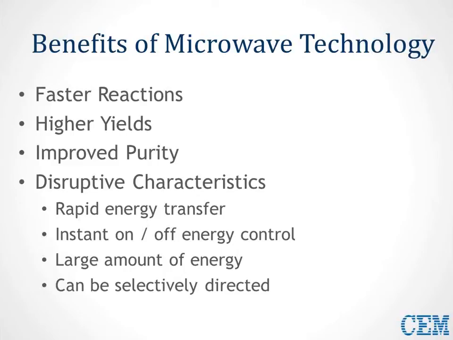You can do, say, pulses of microwave energy. Turn it on for a few seconds, and then it can be off for a few seconds. And this can actually have some interesting effects on your chemistry and on your reactions. Typically, it's a large amount of energy that we can apply with a microwave. The systems that I'll talk to you about today can do up to 1,800 watts of power being delivered to your samples. And it can be selectively directed.